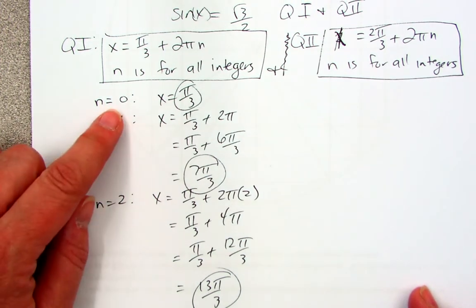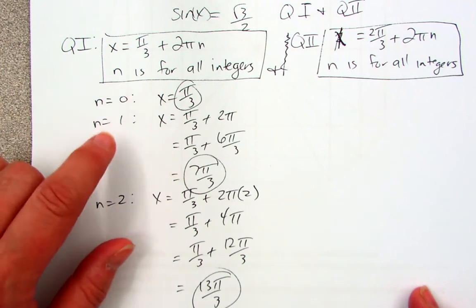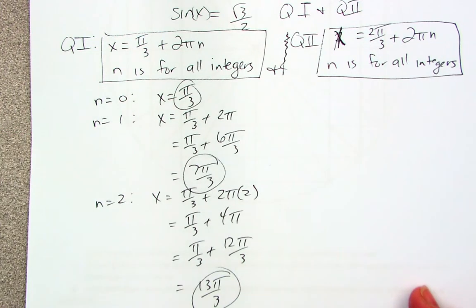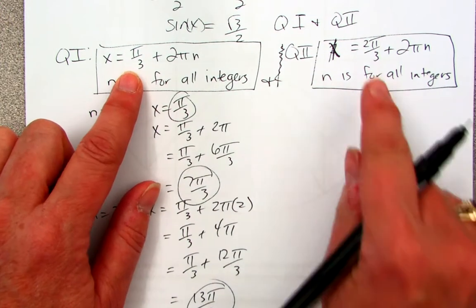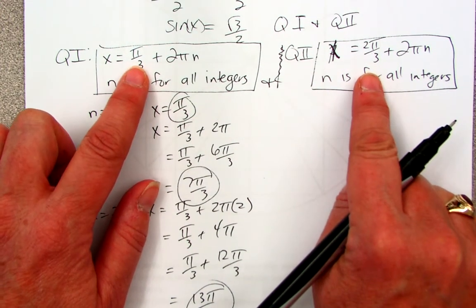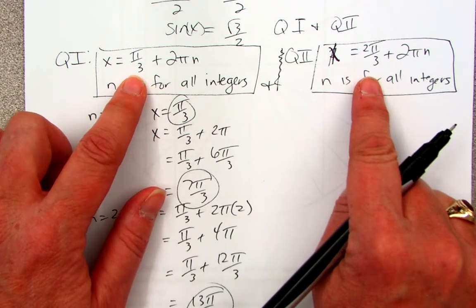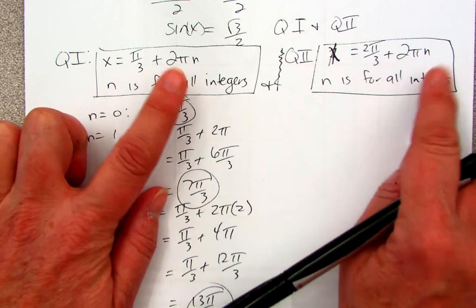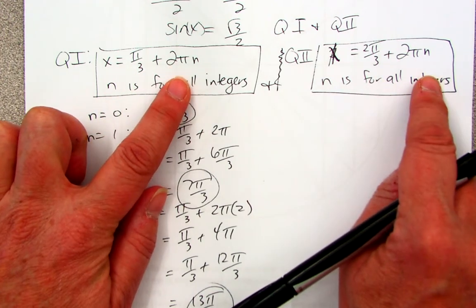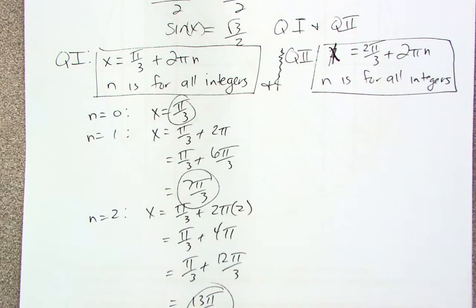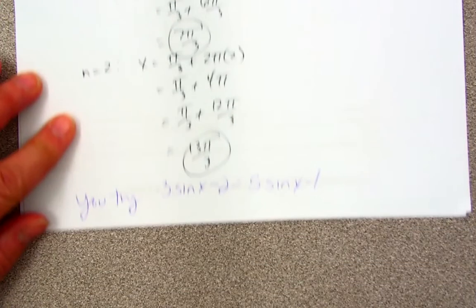I could also continue. I could do n equals negative 1, n equals negative 2. I could do any integer I want. And it is a solution. I just had to know the one within one rotation. Within one rotation, this makes it true and this makes it true. And every rotation forward or backwards after that. Your turn.